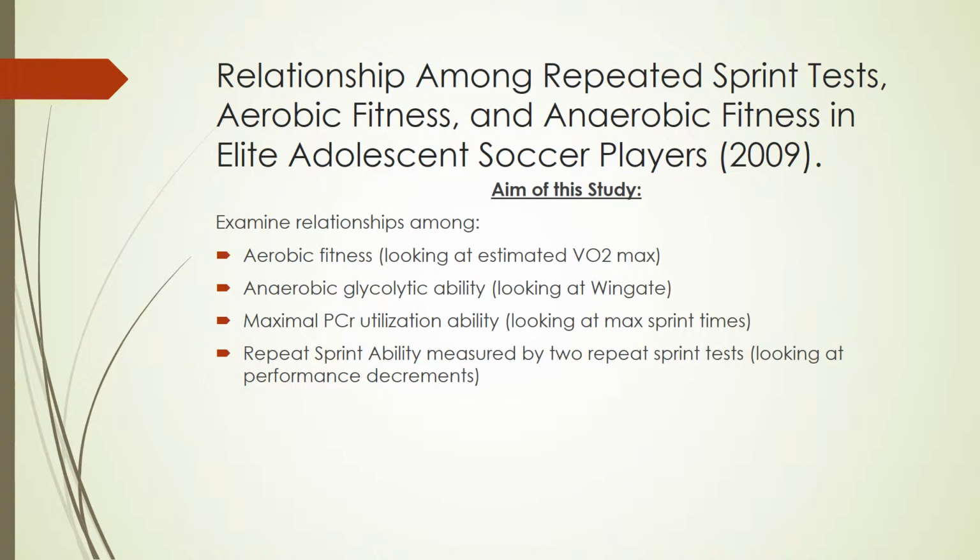Well, the overall aim and agenda of this study is to examine relationships between aerobic fitness, using estimated VO2 max obtained from a 20-meter shuttle test, which is considered a strong, valid, and reliable indicator of aerobic fitness; anaerobic glycolytic ability, using the Wingate, which is considered a reliable and valid indicator of anaerobic fitness; anaerobic PCr pathways, using max sprint times; and then finally repeat sprint ability, which will be measured by 2 repeat sprint tests developed by the researchers of this particular study.